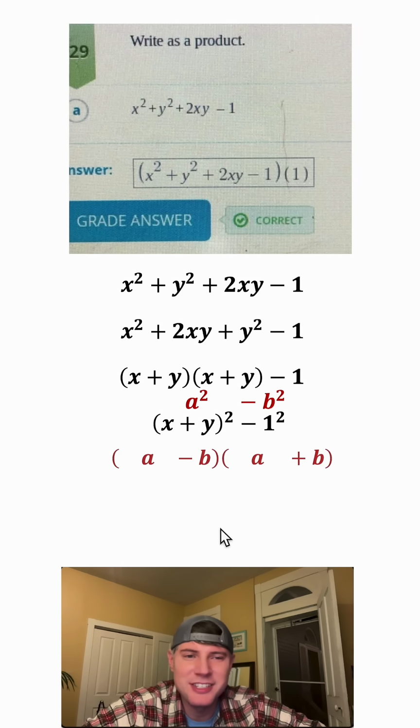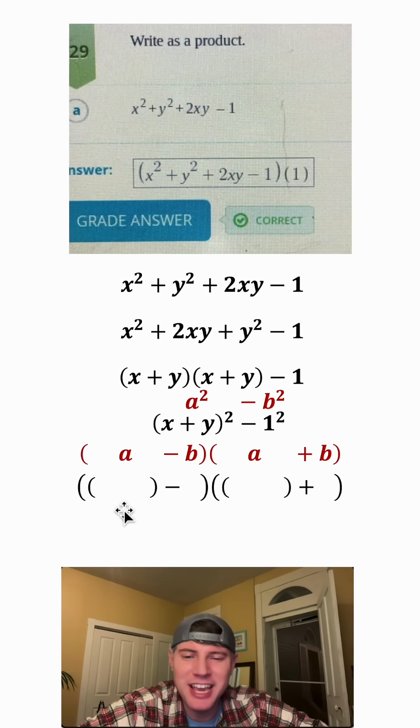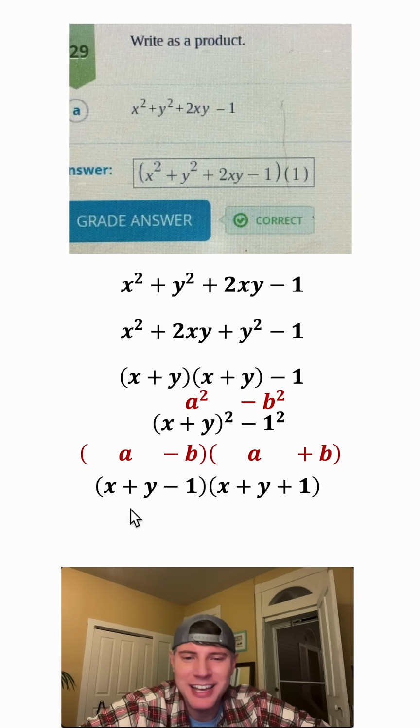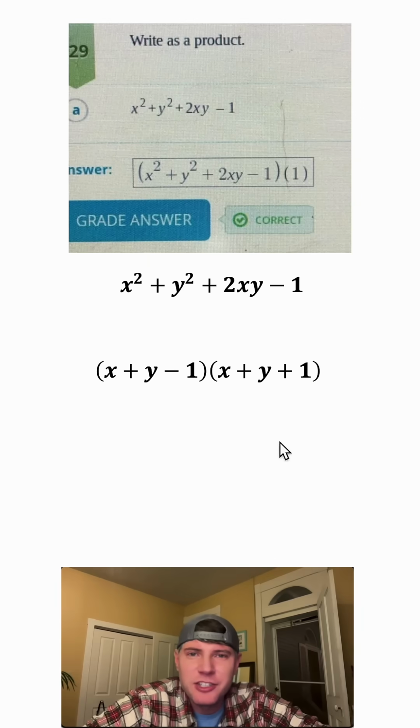So we can factor this into this. In the place of this a, we can plug in x plus y. And same thing for this a, x plus y. Does that make sense? And in the place of the b, we can plug in 1. And same thing for this b, we can plug in 1. And then from here, the parentheses aren't doing anything. Let's get rid of those. And we can smush everything together. And now we have a product. This times this. And this is the answer to our question.